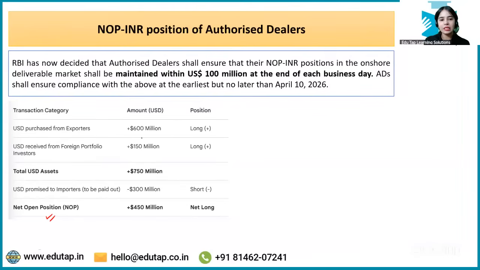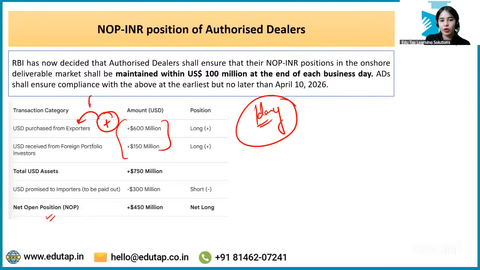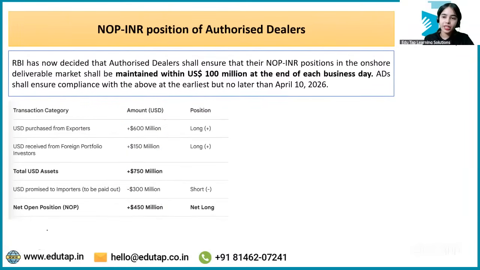Open position basically means, in one day, how much money has come in, how much foreign currency has come in, and how much foreign currency has gone out. So this is the net open position. This is the open position that the bank has. Think about it: if multiple banks are keeping millions of dollars with themselves, that means they are not supplying many dollars in the market.